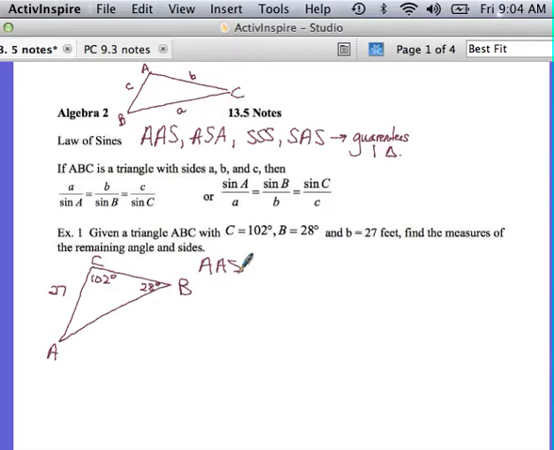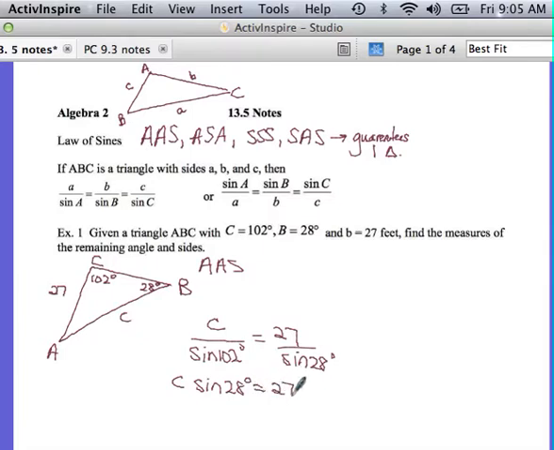Which side do I need to find so that I can use the law of sines? Side C. So what we're going to do is put C over the sine of 102 degrees equals 27 over the sine of 28 degrees. This is a proportion. We can solve a proportion by cross multiplying. So I have C times the sine of 28 degrees equals 27 times the sine of 102 degrees. What's nice about this is you could do a straight calculator entry if we divide by sine 28 degrees.